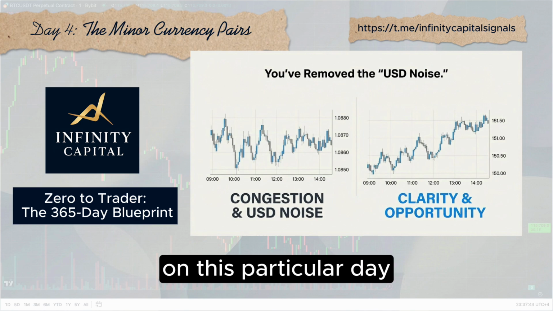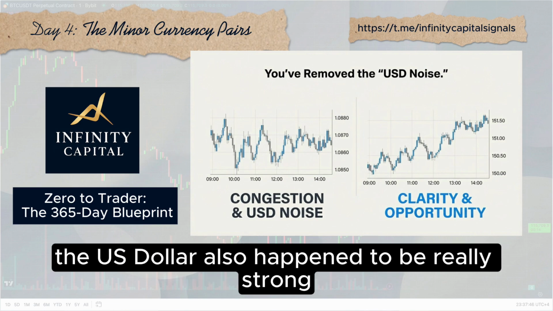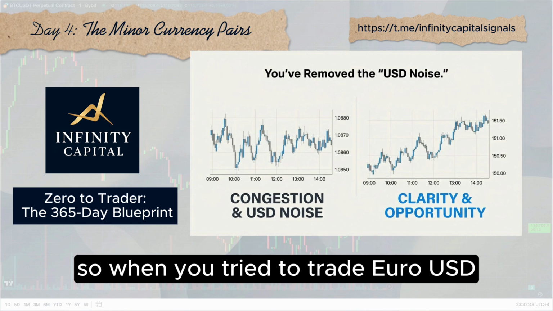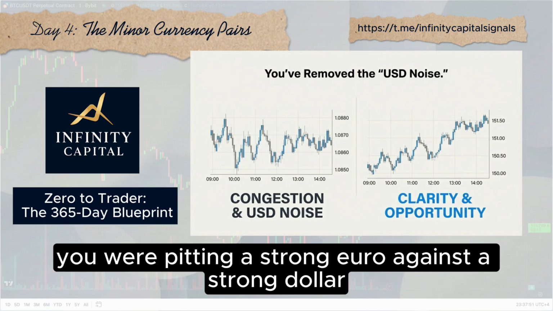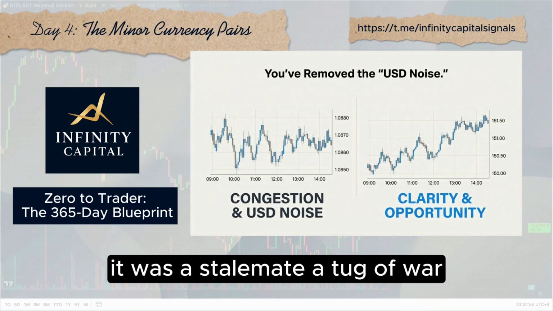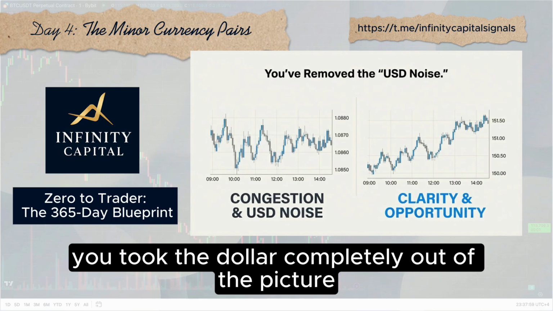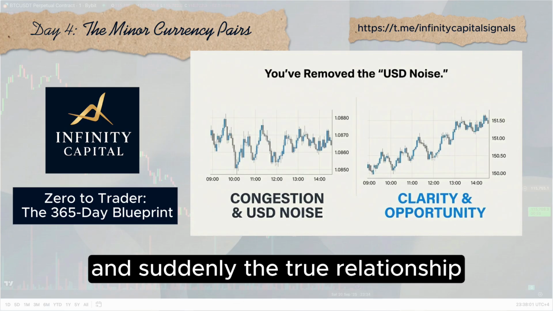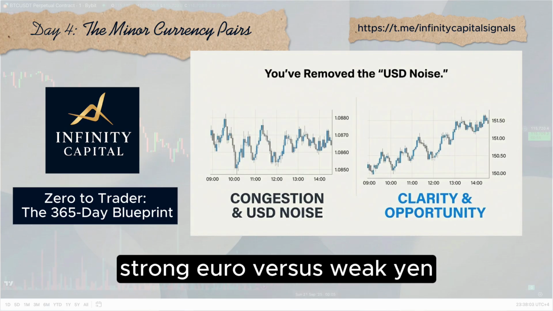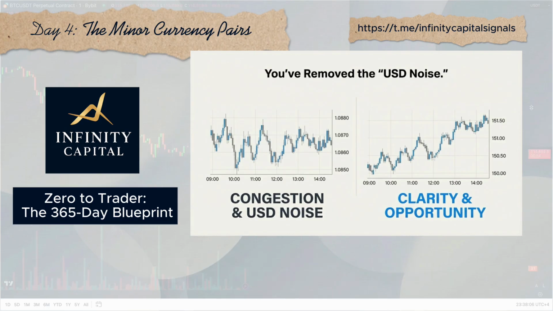See, on this particular day, the US dollar also happened to be really strong. So when you tried to trade Euro USD, you were pitting a strong euro against a strong dollar. It was a stalemate, a tug of war. But by trading Euro JPY, you took the dollar completely out of the picture, and suddenly the true relationship, strong euro versus weak yen, was crystal clear.